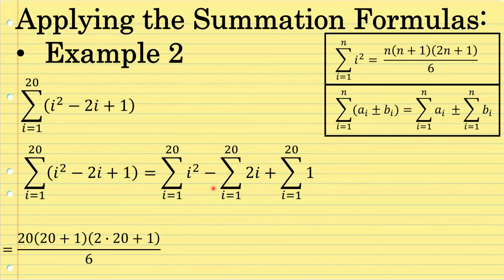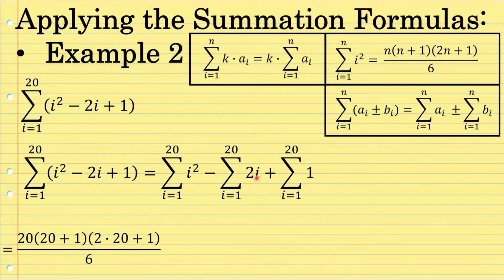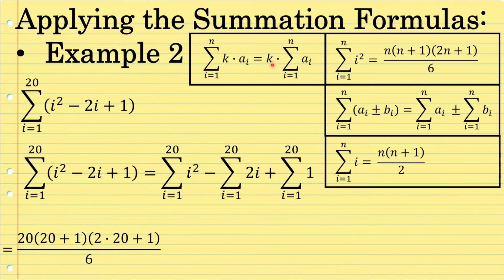The second term involves a sum of 2i. There's a constant multiplied by I. We had a property that said if you are multiplying a constant by some quantity in terms of I, that constant can be moved out to the front. Once we move that constant out to the front, we'll just have the sum as I goes from 1 to 20 of I. And then in that case, we'll use the formula for summing I.